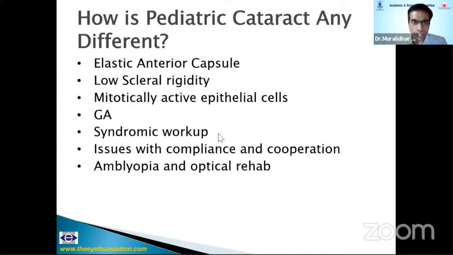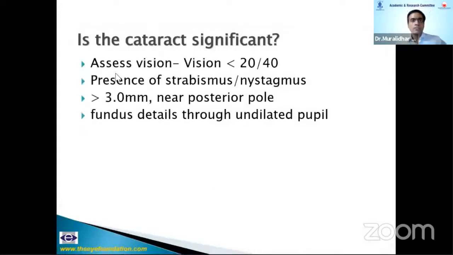All maneuvers require general anesthesia, and cataract surgery is just the beginning of a road. There are a lot of other issues at hand. So if you operate a cataract in a child and put in an artificial lens, you take away the accommodation. So we have these following criteria. These are only a general guide.